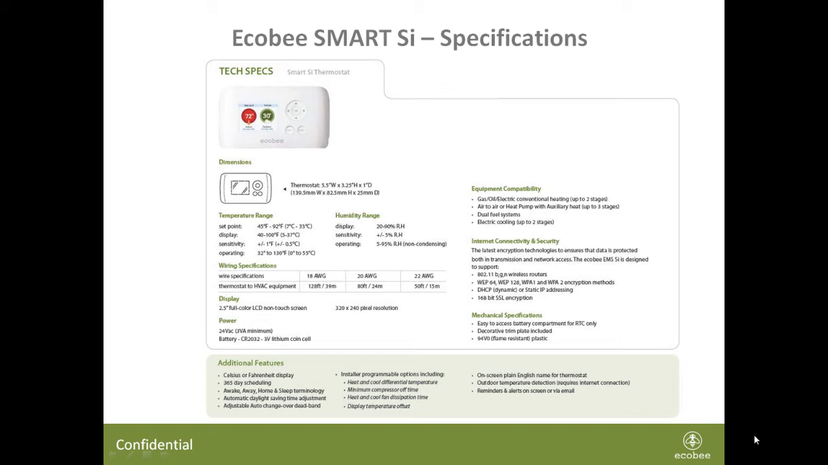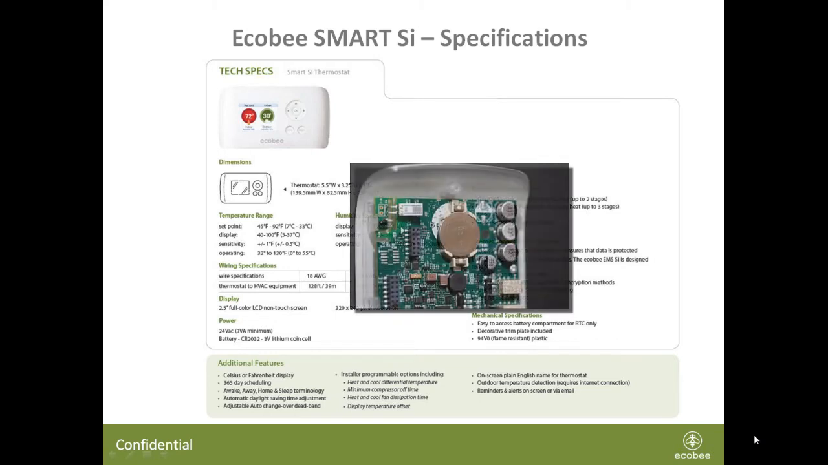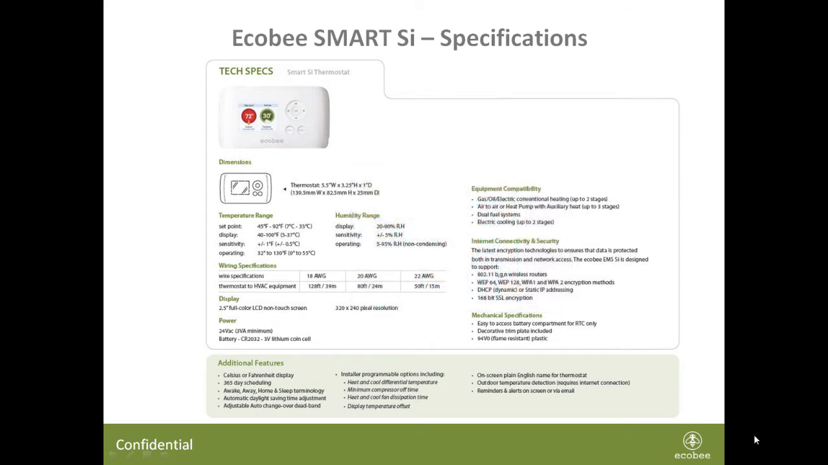Again, there is a wide range of installer and user settings which you can adjust to maximize comfort and savings. I will demonstrate some of these options later in the presentation. A CR2032 battery is used to maintain the real-time clock during a power outage. All user settings, preferences, and programs are retained on the thermostat's flash RAM.